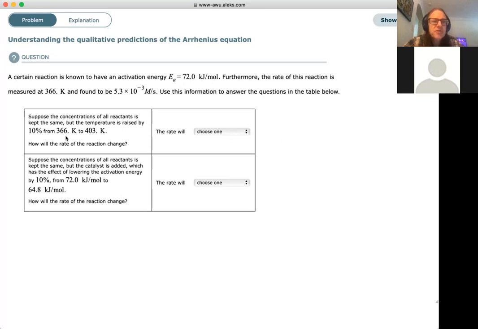Use this information to answer the questions in the table below. Suppose the concentration of all reactants is kept the same, but the temperature is raised 10% from 366 to 403. They actually told you the two temperatures. Suppose the concentration of reactants is kept the same, but a catalyst is added, which has the effect of lowering the activation energy by 10% from 72 to 64.8. How will the reaction rate change?